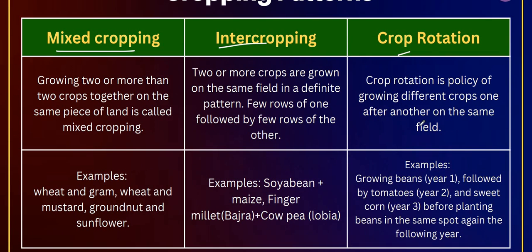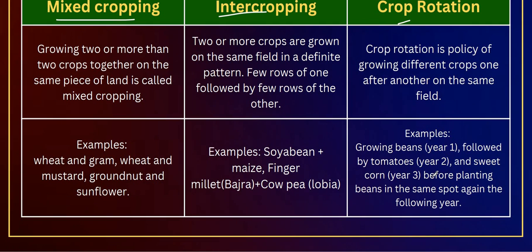Crop rotation is like a policy of growing crops based on one season after another season. For example, if I cultivated a rabi crop, then after that I will immediately cultivate another crop, whether it is kharif or zaid. Then again, based on seasons, I will be cultivating the plants. This is known as crop rotation. Growing beans in year 1, followed by tomatoes in year 2, then sweet corn in year 3, before planting beans in the same spot again the following year.